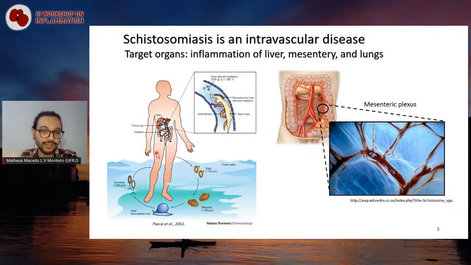Briefly, the parasite penetrates the host skin and gains the cardiovascular system, where it grows into adult worms. The parasite establishes in the mesenteric veins, where it lays eggs. This disease has some target organs like the liver, mesentery, and lungs. In these organs, there are characteristics of inflammation and a pro-inflammatory environment.